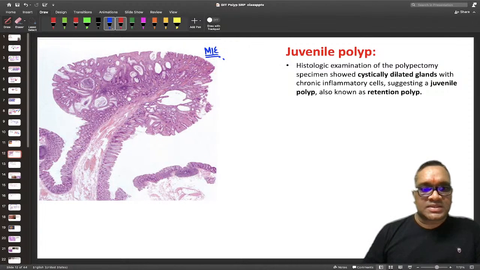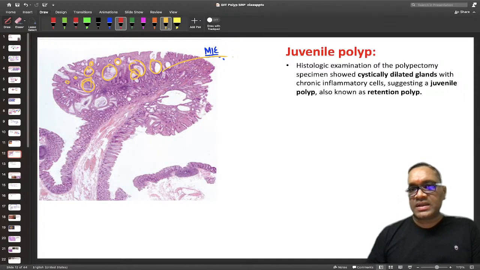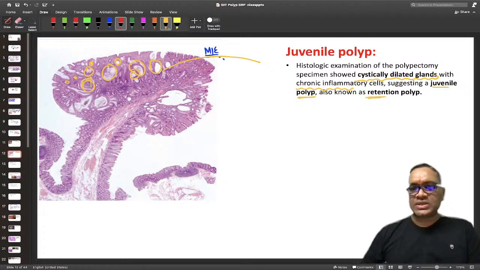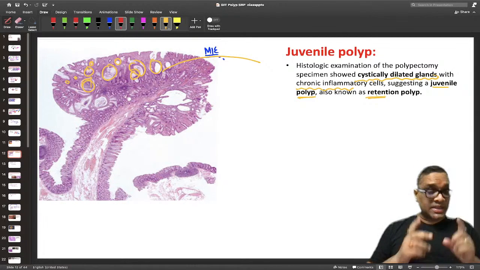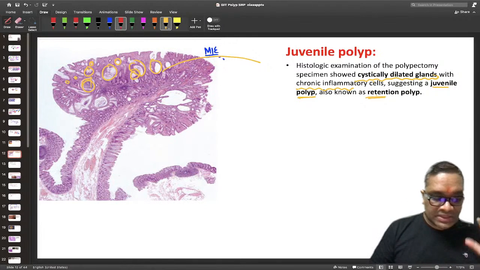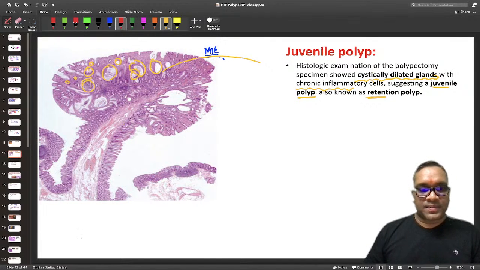So now you can see there are cystically dilated glands. Can you see, some are very small, some are very big, very obvious. So these are all cystically dilated glands with chronic inflammation, right? This will be suggestive of juvenile polyp, also known as retention polyp, right? So please remember, cystically dilated glands, but there are no intersecting smooth muscles, which you will see only in Peutz-Jeghers syndrome, right?